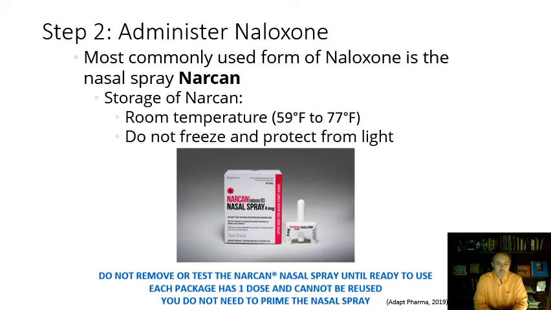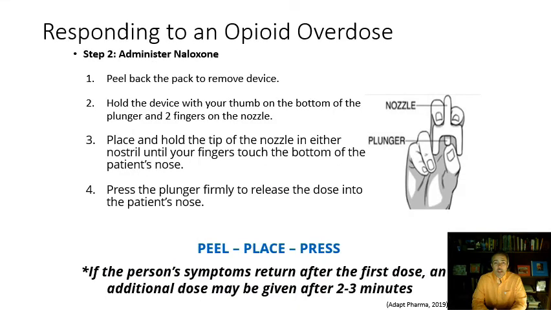The nasal form of naloxone is relatively easy to use. It comes in a blister-type packaging. You peel the back to remove the device. You hold the device with your thumb on the bottom of the plunger and two fingers on the nozzle, like pictured. You place and hold the tip of the nozzle in either nostril until your fingers touch the bottom of the patient's nose. Then with one firm press, you press the plunger firmly to release the dose into the patient's nose.